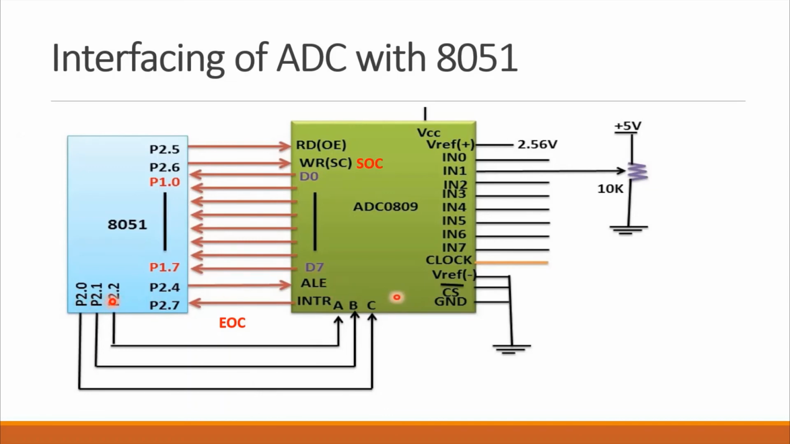Then P2.0 to P2.2 also have to provide data to the ADC for the channel selection. So this is the simplest interfacing of ADC. See here, intentionally I have not shown any clock pulse. You can simply write an external source here, because connecting it through the 8051 makes the diagram a bit complicated.